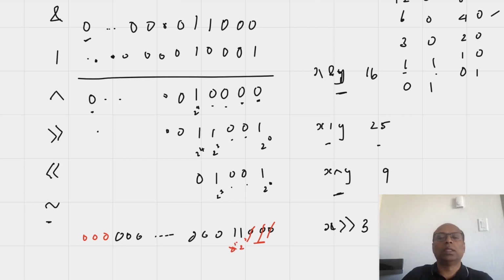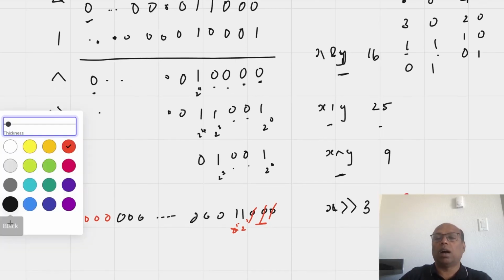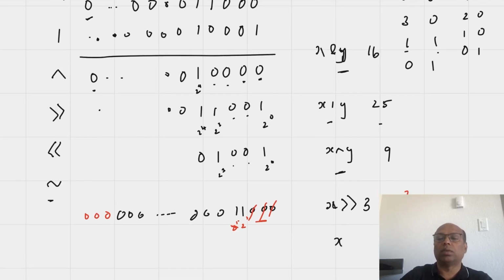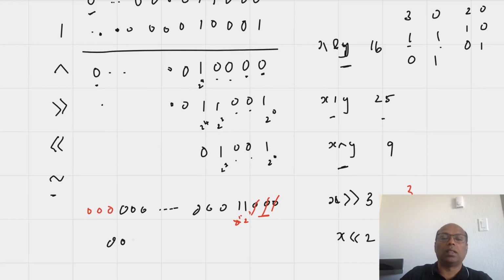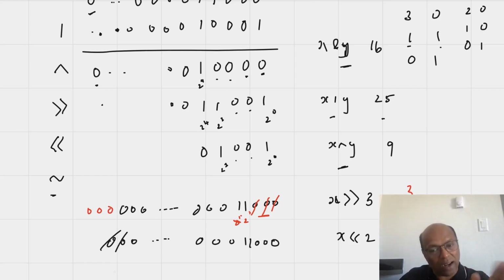Okay. Now, if I say X left shift 2, what will happen? You have to write the binary form of X first. What is the binary form of X? 0, 0, 0 and 0, 0, 0, 1, 1, 0, 0. Left shift 2 means remove 2 bits from the left hand side, and add that many zeros on the right hand side.